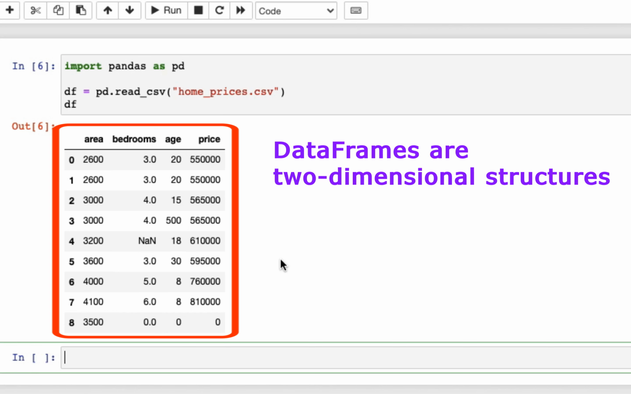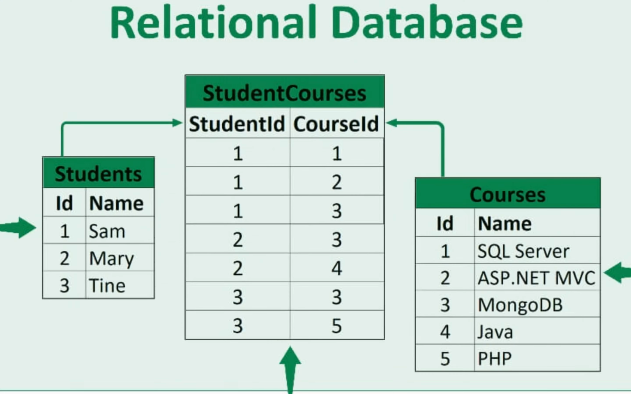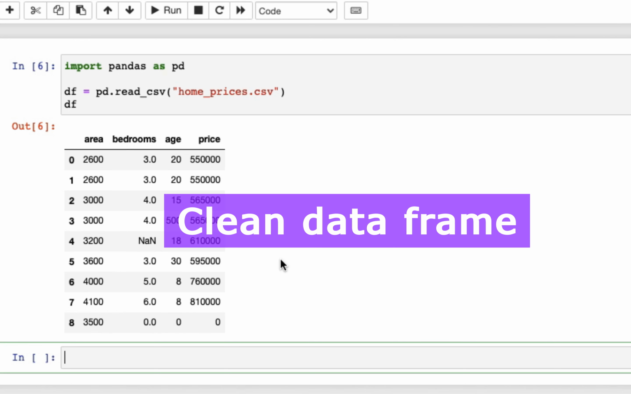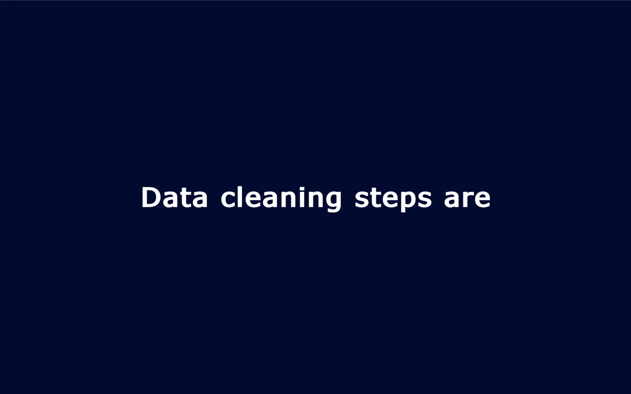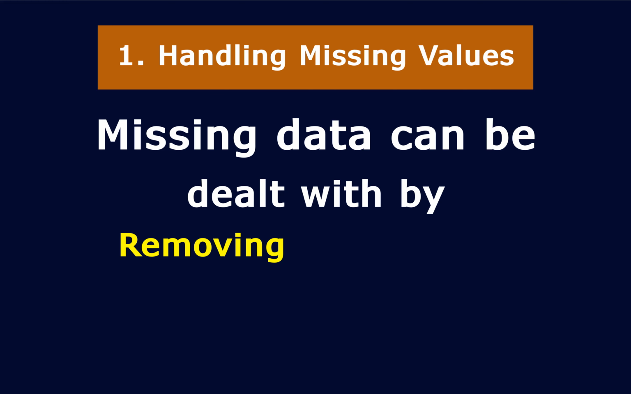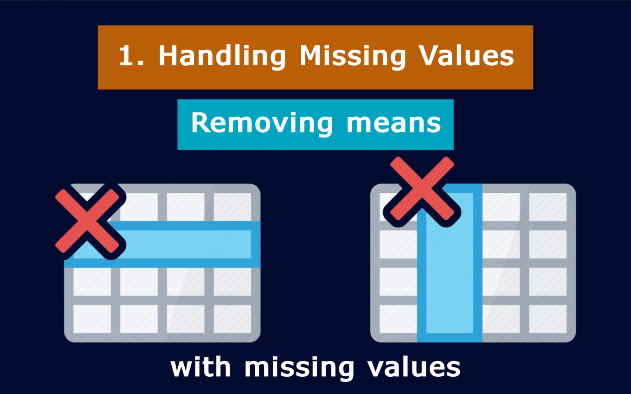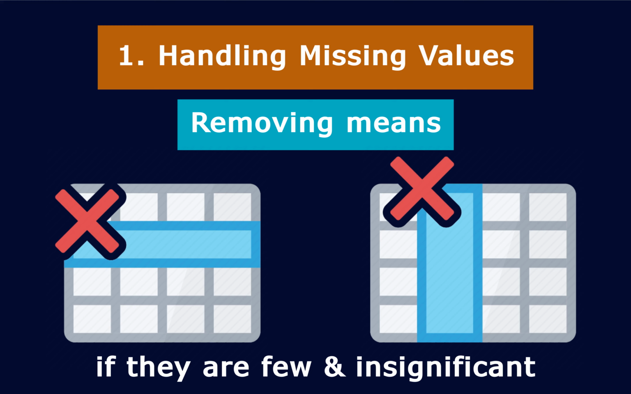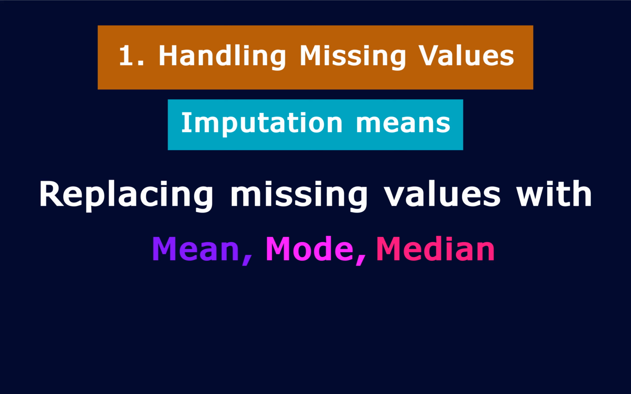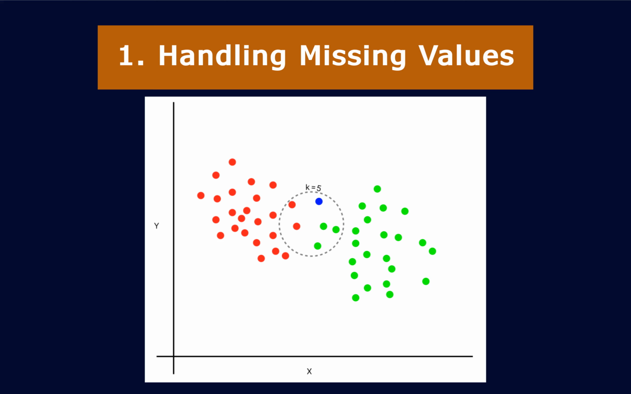Data frames are two-dimensional structures, meaning they have rows and columns, similar to a table in a relational database or an Excel spreadsheet. Now we clean the data frame. The data cleaning steps are handling missing values. Missing data can be dealt with by removing or imputation. Removing means deleting rows or columns with missing values if they are few and insignificant. Imputation means replacing missing values with mean, mode, median, or using more sophisticated methods like k-nearest neighbors imputation.